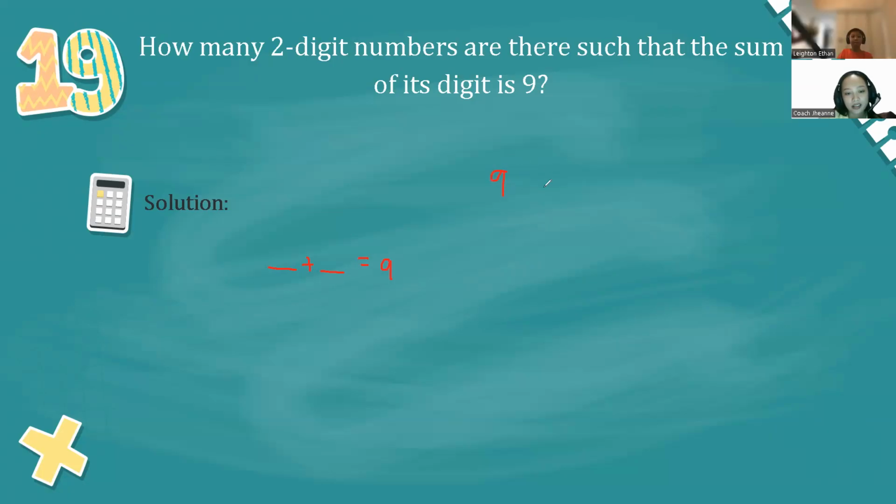Okay? So we have 1 plus 8, or 8 plus 1, that is just the same. 2 plus 7, or 7 plus 2, that would be just the same. 3 plus 6, or 6 plus 3. 4 plus 5, or 5 plus 4. Okay? Now, since we are looking for a two-digit number, we have to arrange these.